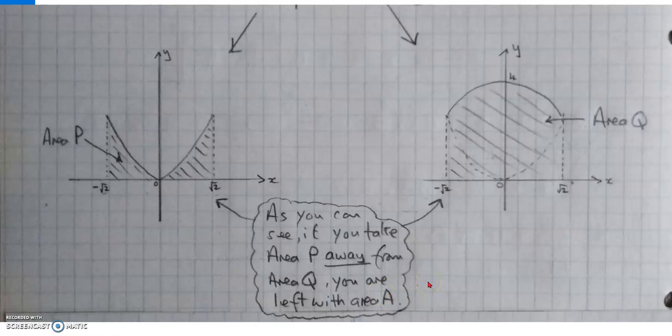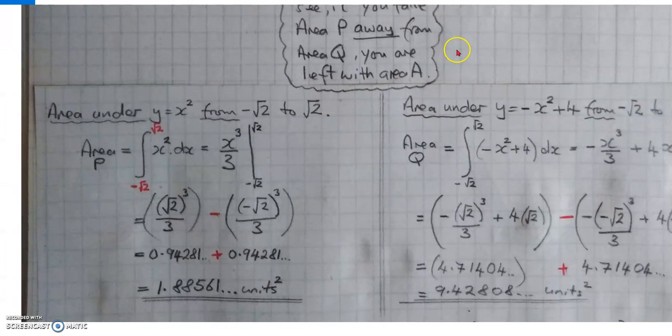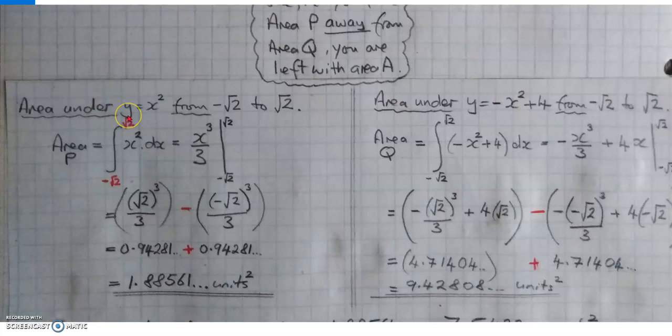Okay, so we're going to have to integrate y equals x squared from minus root 2 to root 2. It would look like this. There's the area P, and we're integrating from minus root 2 to root 2 of x squared dx. That becomes x cubed over 3, and there are the limits, minus root 2 and root 2. Now we put these limits in, starting with the upper limit, positive root 2, in place of the x.